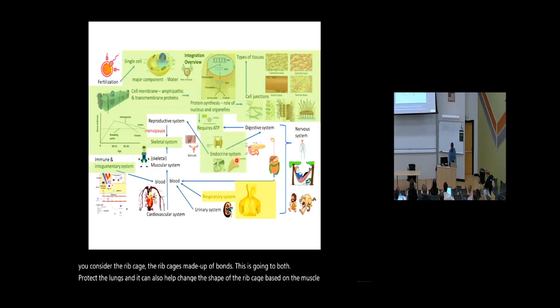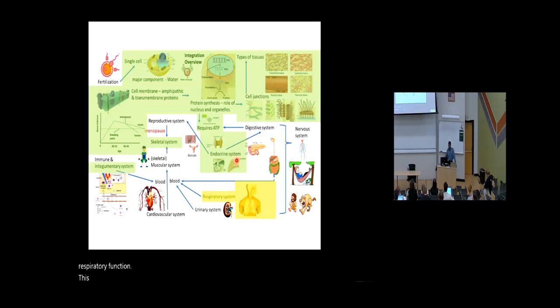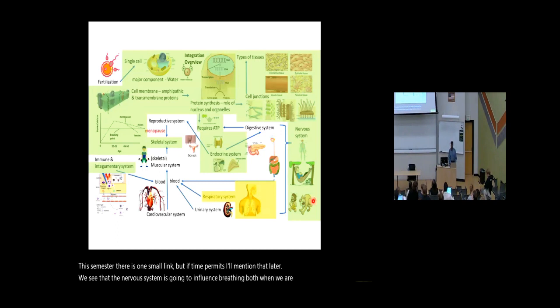And then the endocrine system is something which we will not see how it influences the respiratory function this semester. There is one small link, but if time permits, I'll mention that later. We see that the nervous system is going to influence breathing, both when we are doing it voluntarily and also when we are asleep. And whenever you have the sympathetic system being activated and you need to have an increase in the breathing rate, we will see how the nervous system controls that.